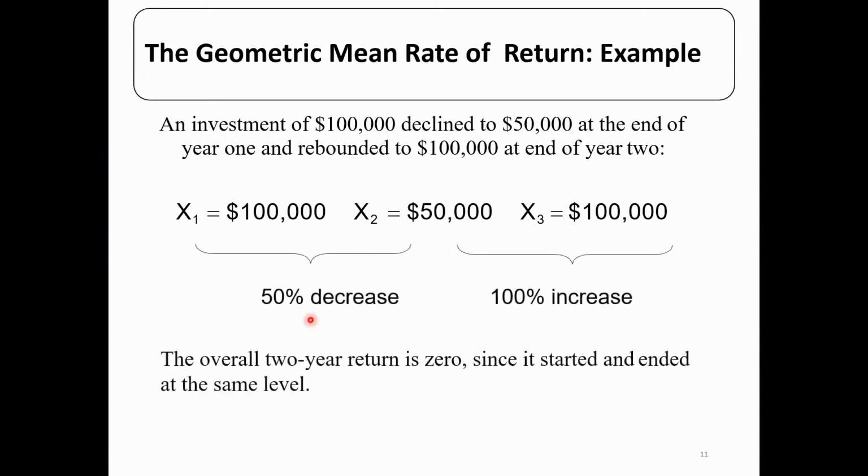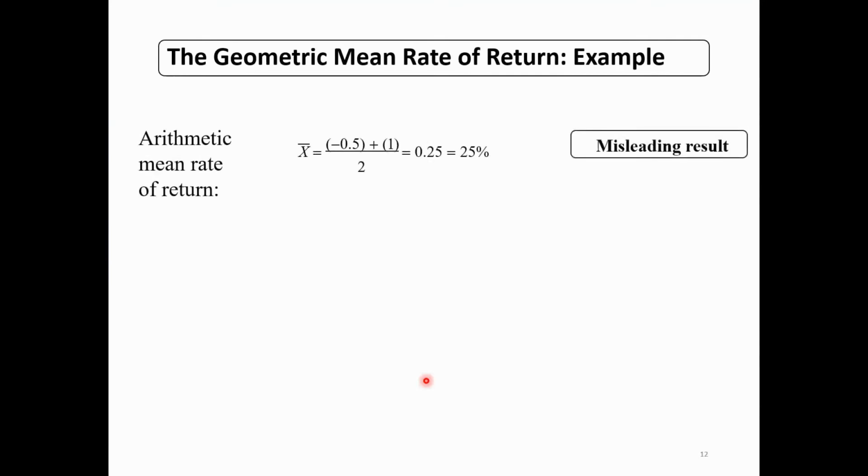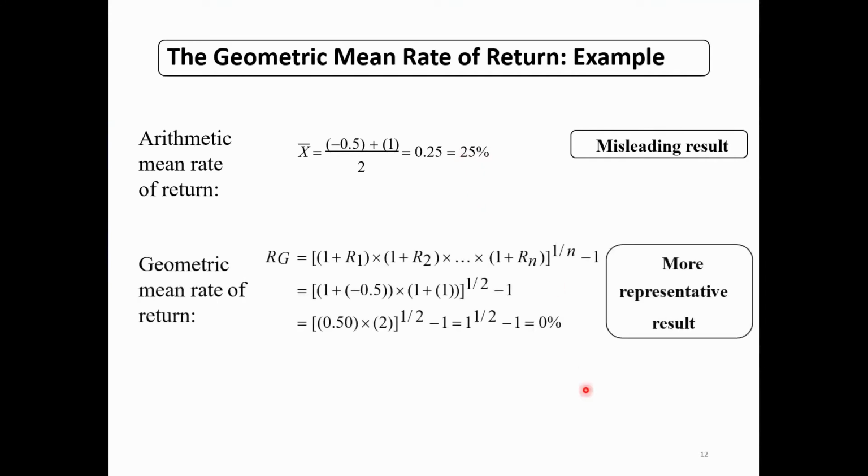Like I mentioned, there's a 50% decrease and a 100% increase here. Overall, there is actually no return. There is zero return. So this was the calculation that we did. Here you have a misleading result when you calculate the arithmetic mean. When you calculate the geometric mean, that actually gives you a more representative result.